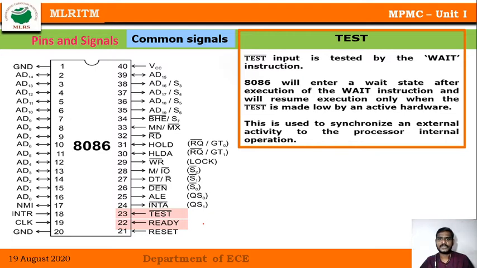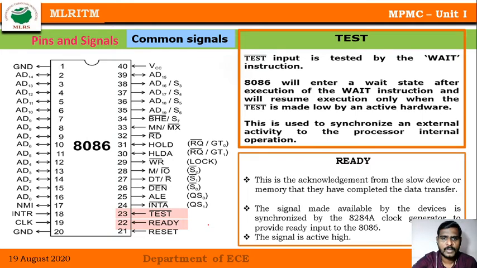So whenever the 8086 enters the wait state after executing a WAIT instruction, it will resume execution only when the TEST bar signal is made low by an active hardware, because it is an active low signal. It is connected to that particular slow associated hardware. This is used to synchronize an external activity to the processor's internal operation.